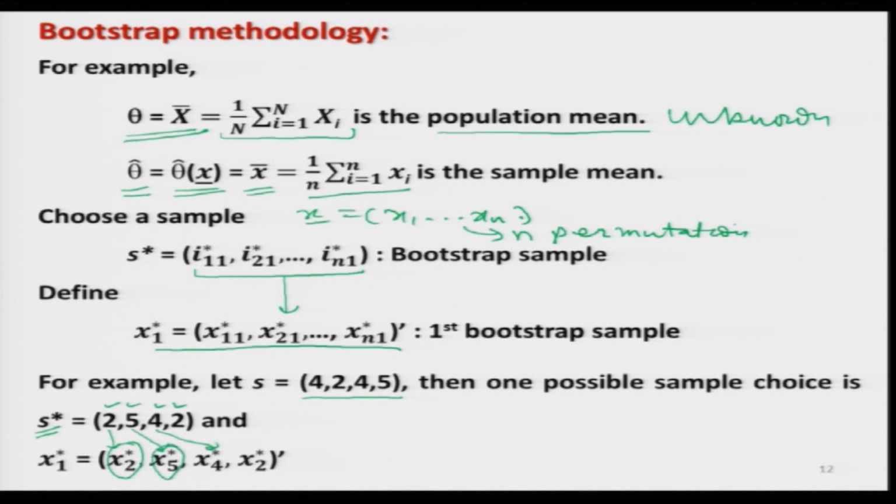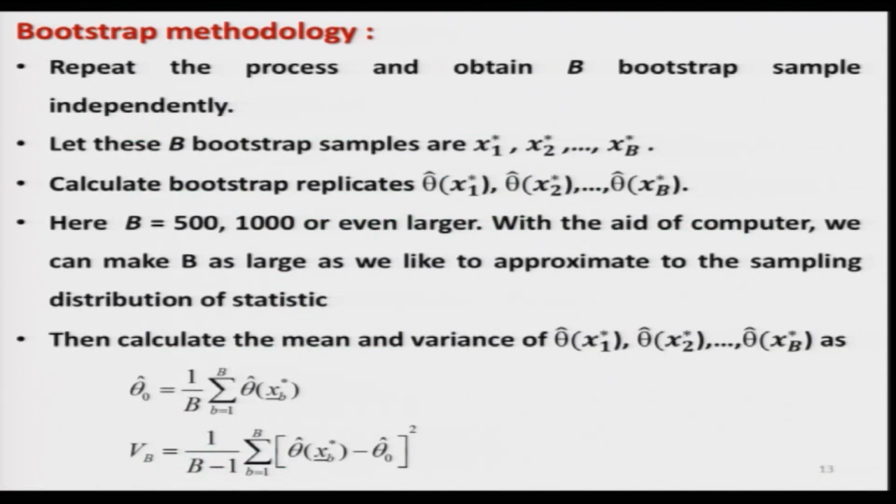Similarly, you choose the third value in the sample, and this is going to be the fourth value in the original sample, which is denoted here by x4 star. And similarly, you take the second value from the original sample, which is going to constitute the fourth value in the bootstrap sample, that is the fourth value x4, right. So this is how one can create the bootstrap samples, and this process is repeated a large number of times.